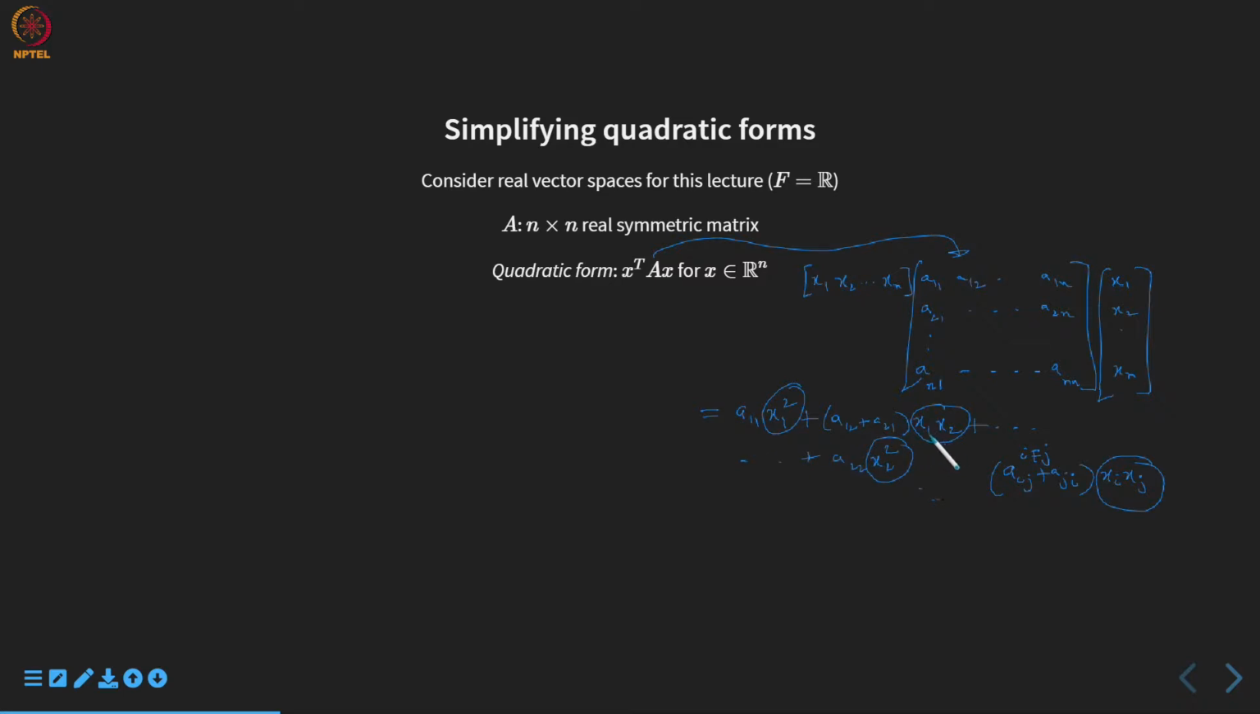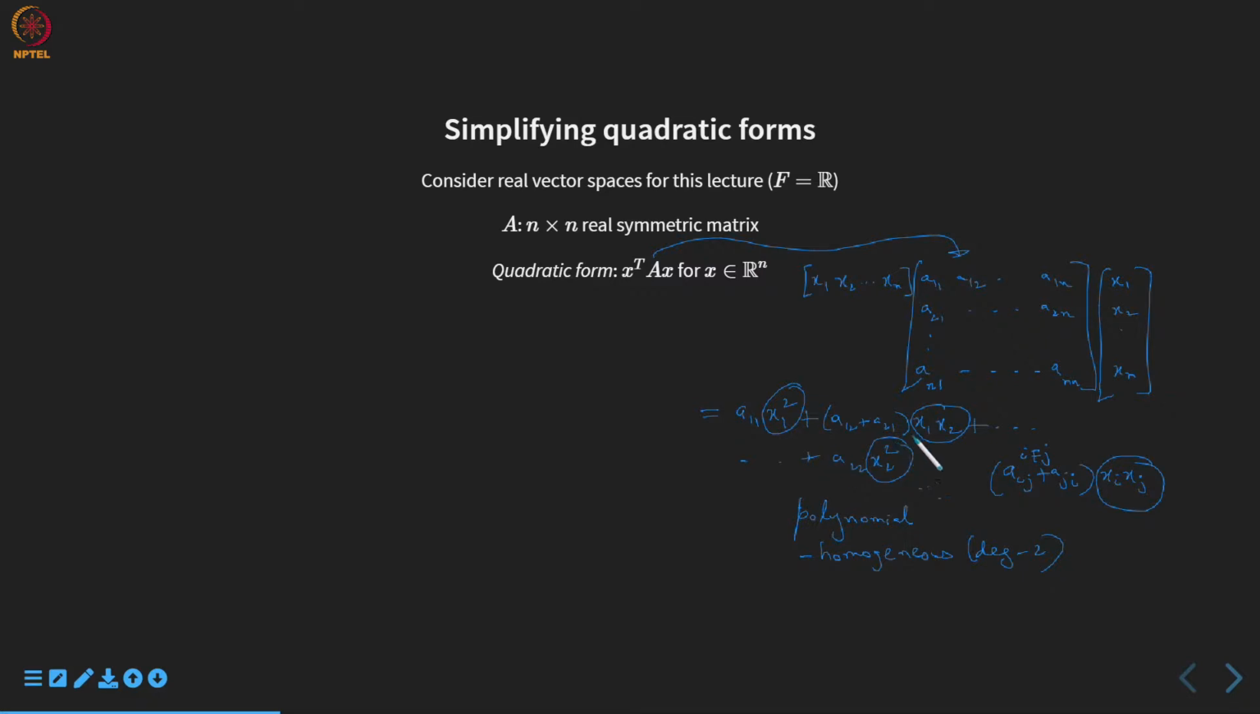Every term has degree 2, and it could be x1 squared, x1 x2, x1 x3, like that, and the coefficients are multiplying that and adding it up. So it's a polynomial which is homogeneous, degree 2, right, and the coefficients come from the matrix, suitably they come. So, this is how this quadratic form looks.